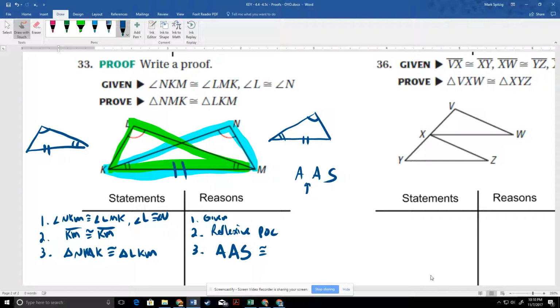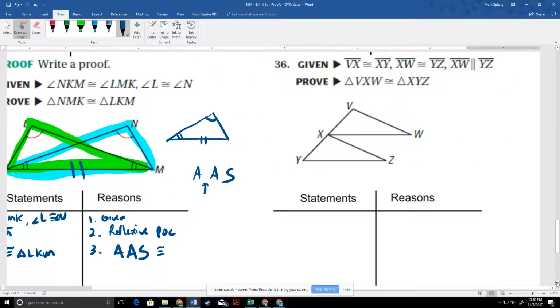All right, last one. Giving us some information here. I'll just write these first two steps out. We have VX is congruent to XY. So I'm going to mark that. VX is congruent to XY. Again, that just tells us something, so I can straight up mark it.